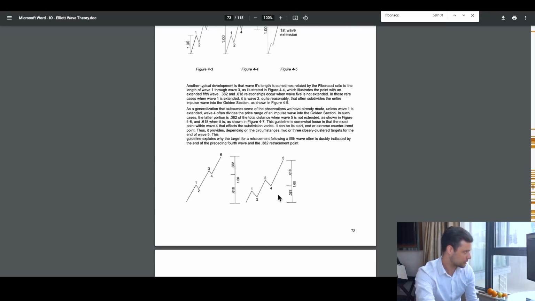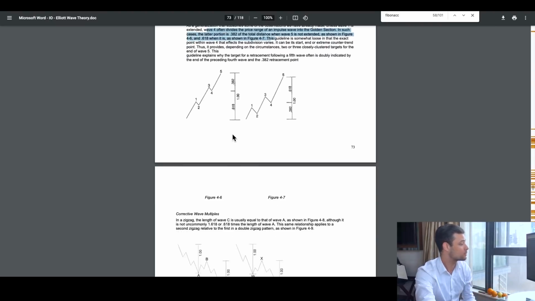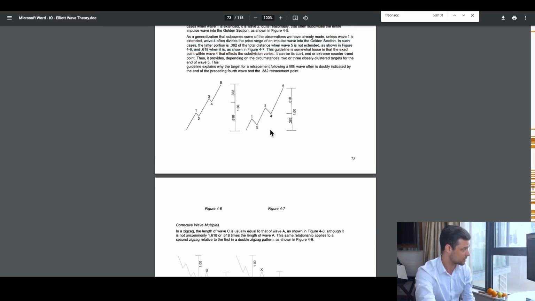I prefer to use this, which is a more general rule, as a generalization that subsumes some of the observations we have already made, unless wave 1 is extended, and so on. And here you have the only 2 cases that sum up the whole situation for an impulse. So either we have a 5th wave that is 38.2 and the rest is 61.8, or we have a 5th wave that is 61.8 and the rest is 38.2.